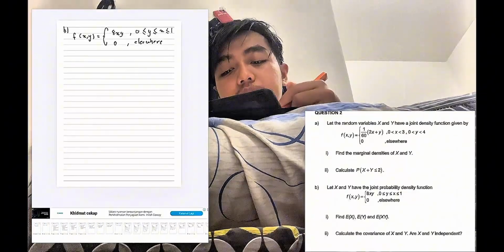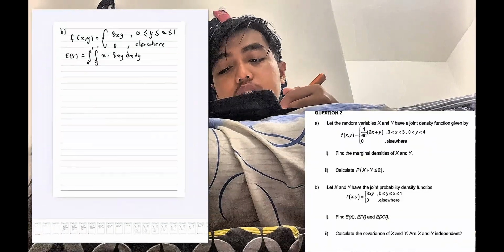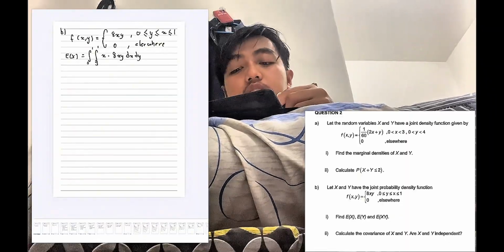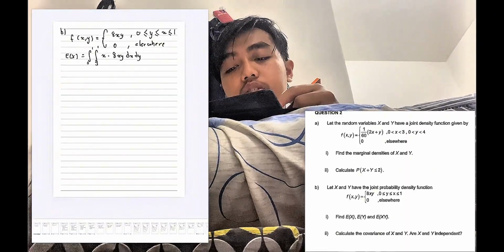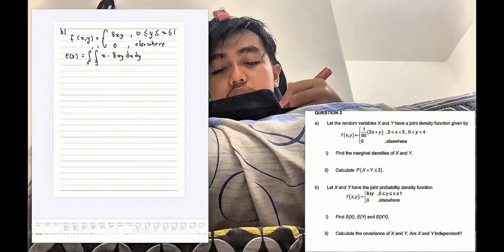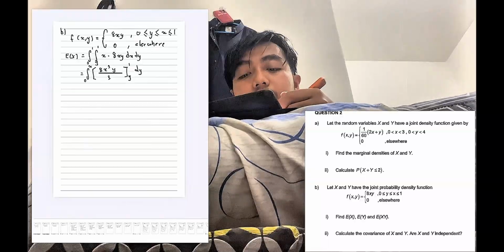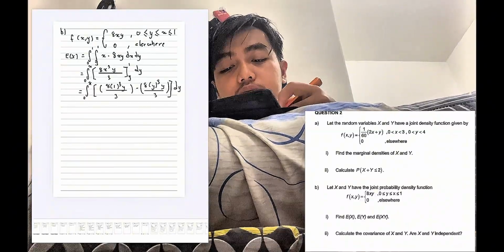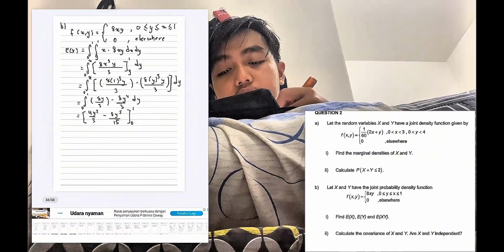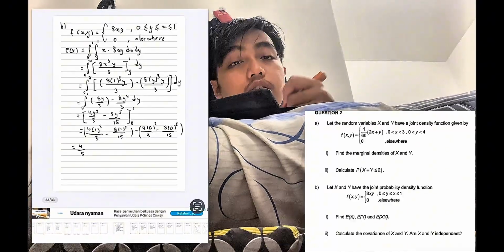Okay, for question B, this is our given equation, and to find expected X, we gotta integrate our equation, but the equation is multiplied by X. Okay, so first of all, we should integrate our equation with respect to X, and we plug in the value of X, and we integrate Y, and we put the value of Y in it, and when we calculate it, we should be getting 4/5.